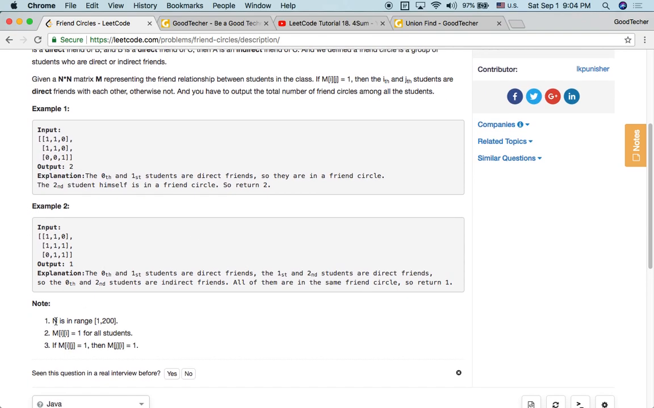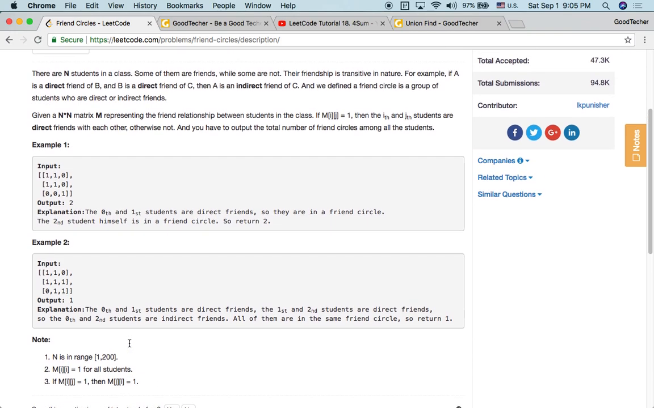So note here, n is in the range 1 to 200, and M[i][i] equals 1 for all students. That means a student is a friend of himself. And if M[i][j] equals 1, then M[j][i] is equal to 1. That means if a person is a friend of another person, the other person is also a friend of this person.